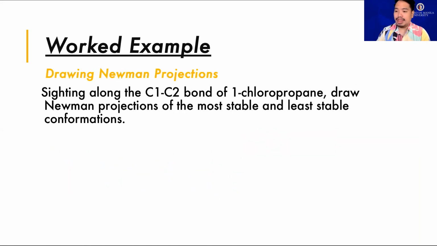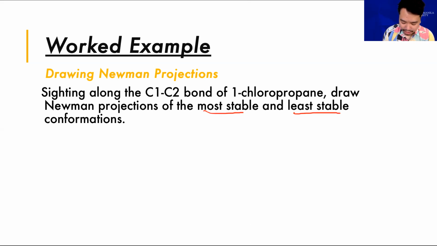Now, to end this first part of our session, let's do a worked example. This is the kind of analysis that you'll be doing for your exams. In this particular item, you're asked to sight along carbon 1 and carbon 2 of 1-chloropropane. And then draw the Newman projections of the most stable and the least stable of its conformations. So how do we go about this problem here?